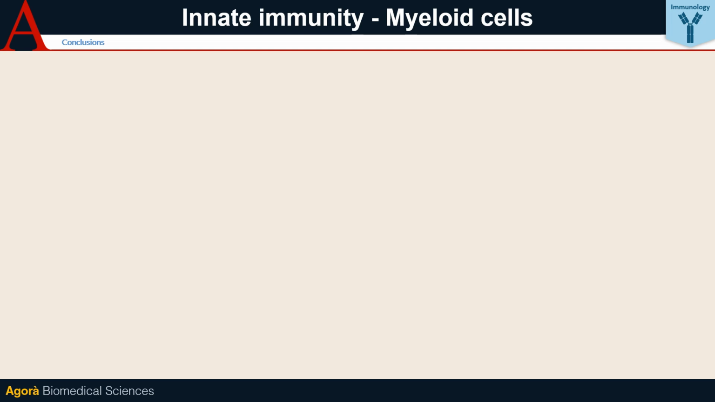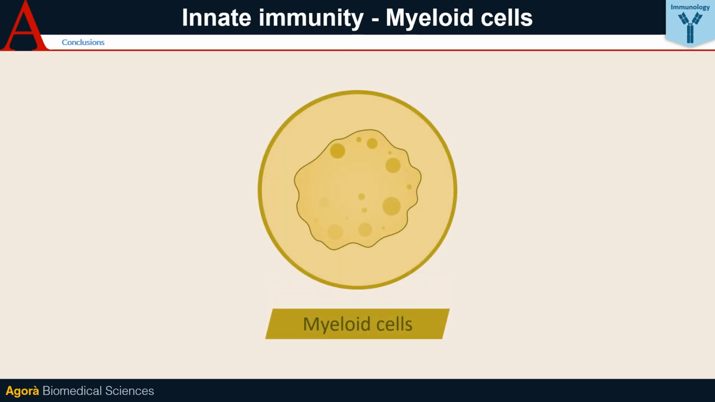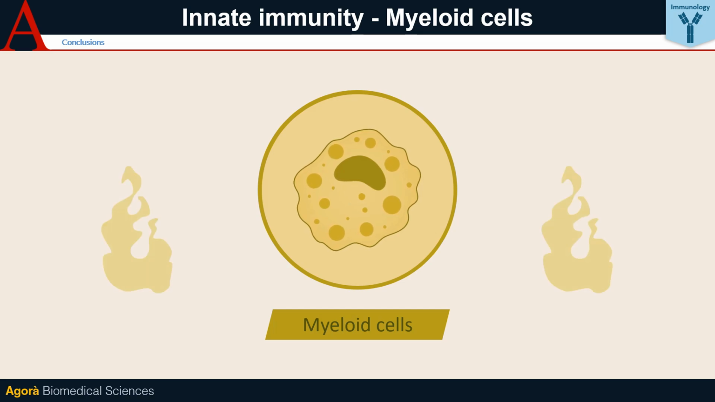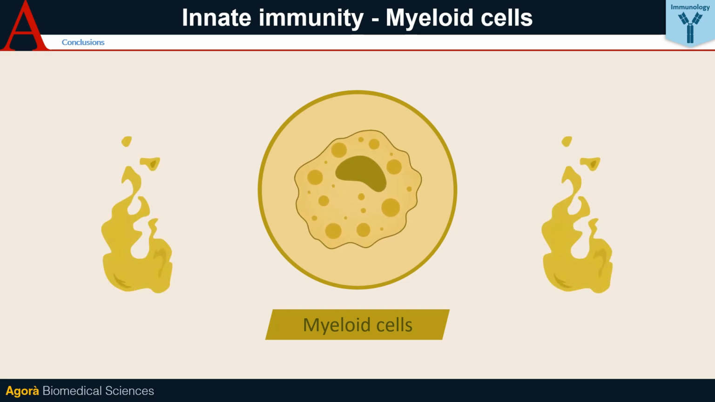In conclusion, myeloid cells play a fundamental role in innate immunity. Most of them are capable of recognizing pathogens, internalizing and eliminating them. At the same time, this recognition activates a series of responses aimed at establishing an inflammatory environment to help eliminate the infection.